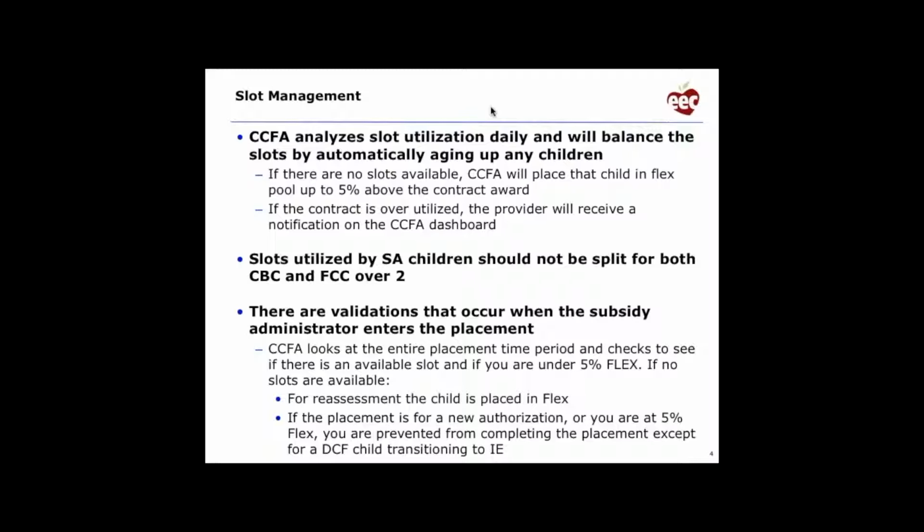There are validations that occur when the subsidy administrator enters the placement. CCFA looks at the entire placement time period and checks to see if there is an available slot and if you are under the 5% flex. If no slots are available, for reassessment, the child is placed in flex. If the placement is for a new authorization or you are at that 5% flex, you are prevented from completing the placement, except for a DCF child transitioning to income eligible.